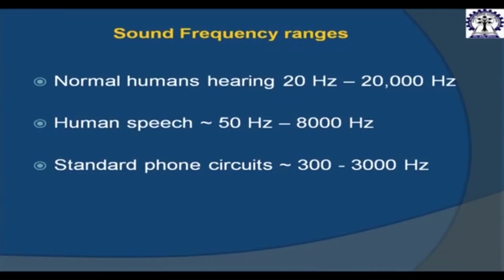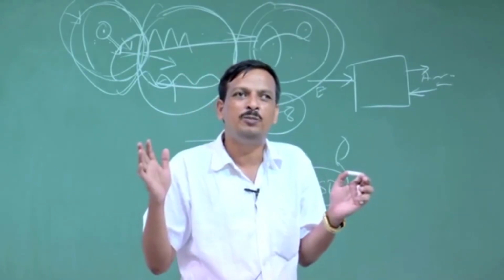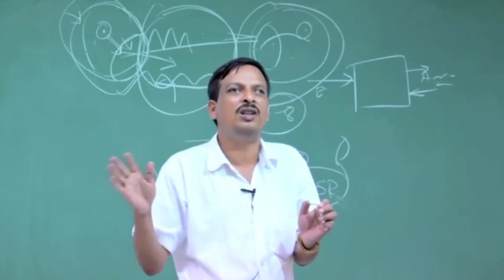If you see, normal human hearing is 20 Hz to 20 kilohertz, you know that, and human speech is 50 Hz to 8 kilohertz, and standard phone circuits or telephone speech is 300 Hz to 3 kilohertz, sometimes said as 3.3 kilohertz. So, this is the bandwidth of normal human speech.